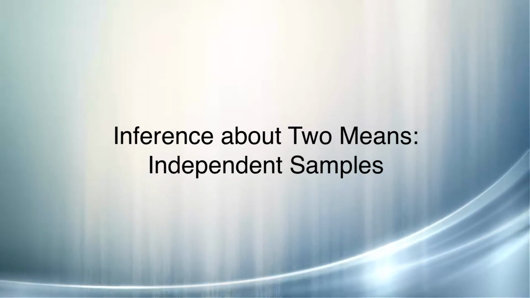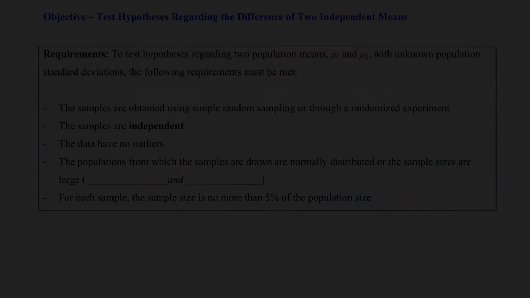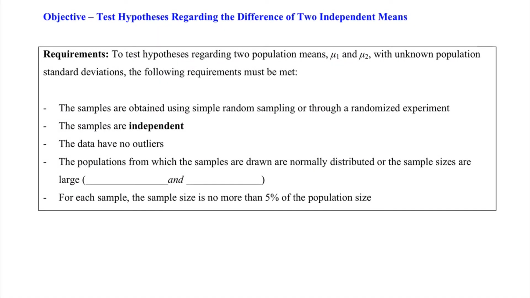Two means. However, this time we're going to be discussing independent samples. Well, heading into our objective then, we need to be able to test hypotheses regarding the difference of two independent means. First, we're going to highlight the fact that we're working with independent samples here, so our approach is different than when we're testing hypotheses regarding matched pairs data. This is a big deal, but we'll discuss how to assess that when we get to our examples.